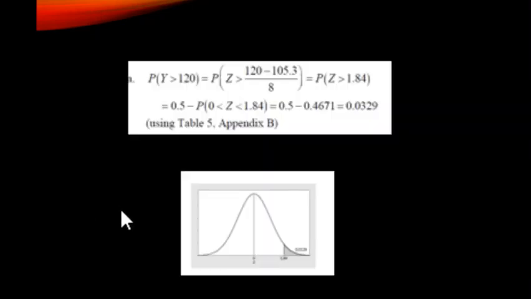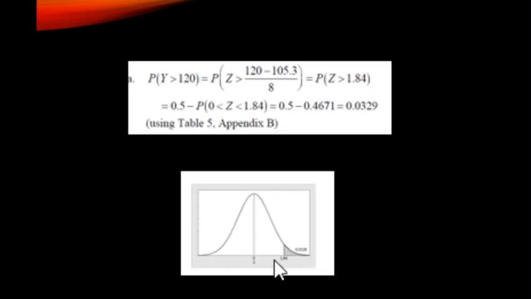Okay, so let's look at the first part, finding the probability of Y greater than 120. Remember, we discussed this in the previous lecture. The first step is to always convert the Y to a Z, which is the standard normal distribution. It will be 120 minus the mean divided by the standard deviation. So now this changes our problem statement to the probability of Z greater than 1.84.